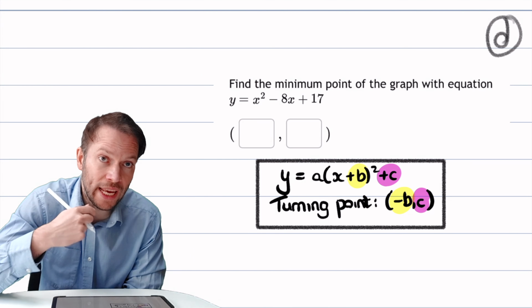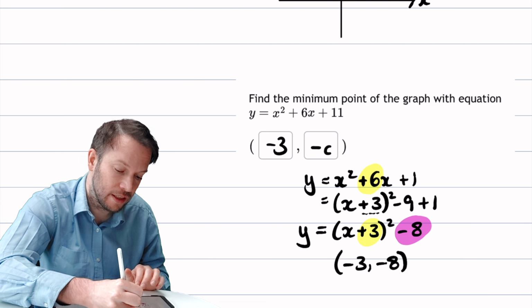And then as we said, we negate this value as the x value of our minimum point. So it's minus 3. And then we just use this value after the squared in its original form. And that is our completed turning point. So let's just fill it in. We've got minus 3, and the y value, as the final answer.